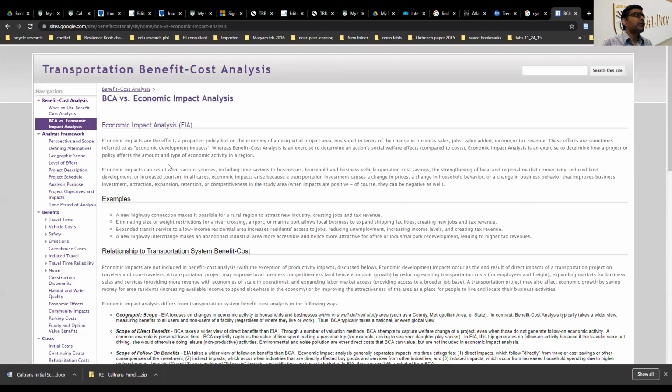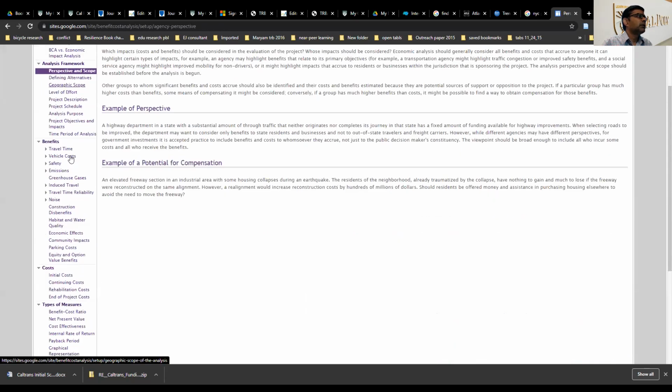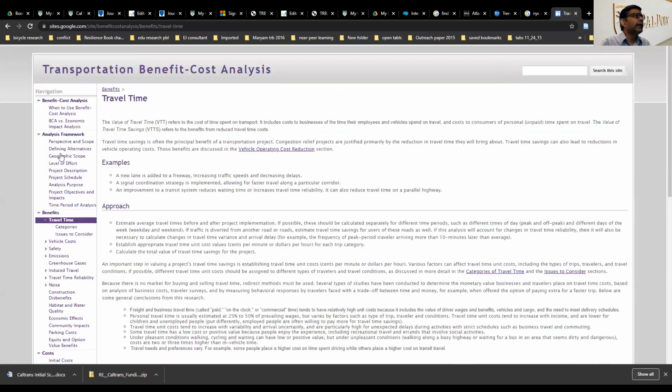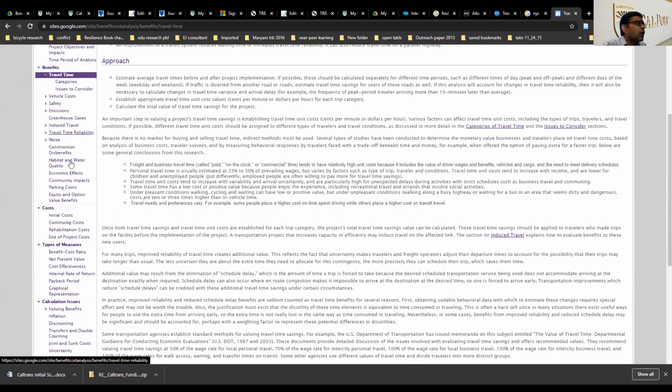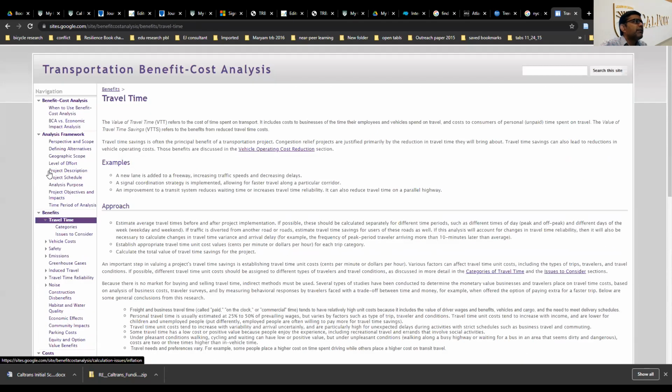And then BCA versus economic impact analysis, perspective and scope, travel time, and how to do it for a project, value of travel time savings, vehicle cost, safety, emissions, induced travel, all those things. How do you account for that? This is a very, very useful portal if you ever have to do benefit cost analysis. And this is something that would come in handy for you when we do the next lab assignment, where we're going to do a little bit open-ended.